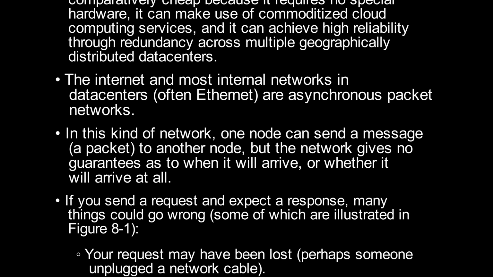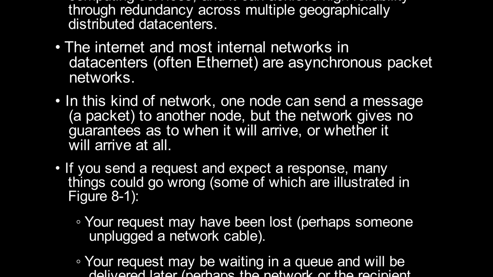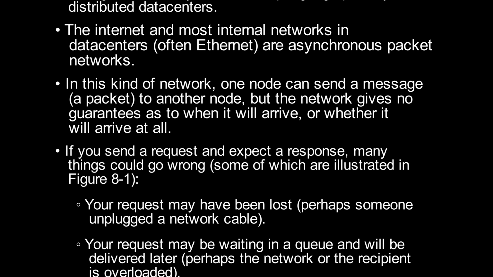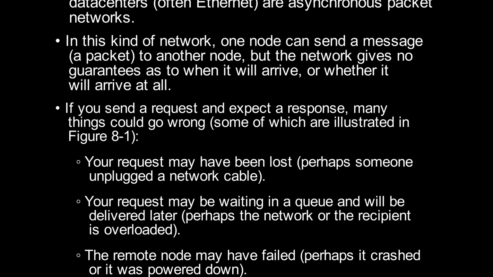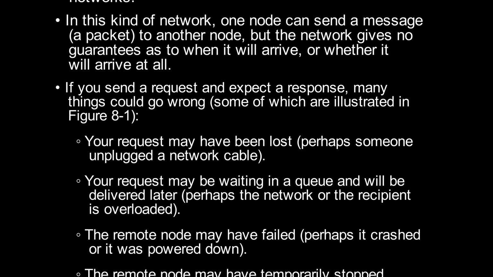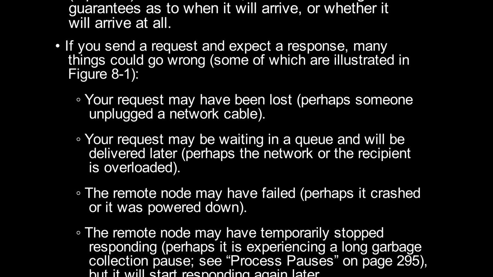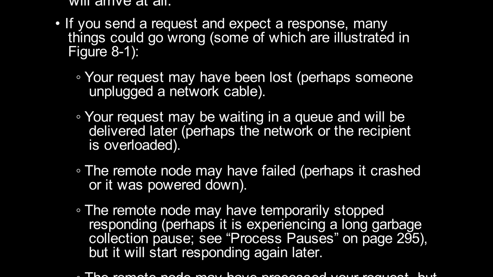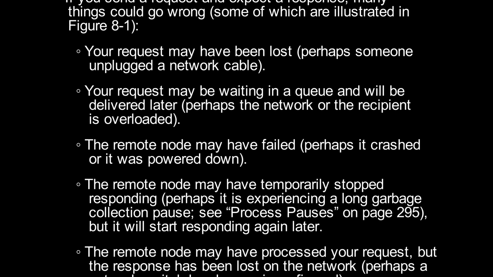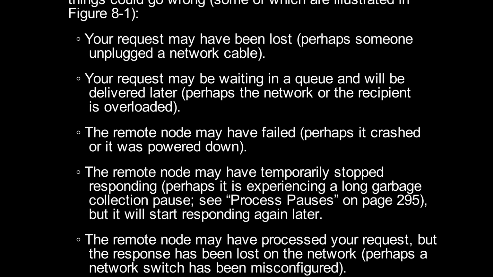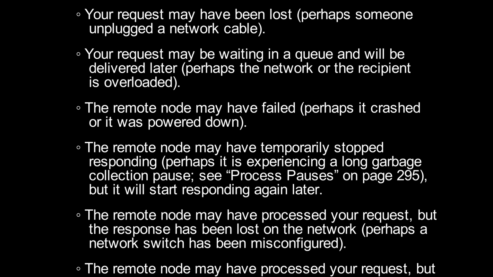If you send a request and expect a response, many things could go wrong, some of which are illustrated in Figure 8-1. Your request may have been lost. Perhaps someone unplugged a network cable. Your request may be waiting in a queue and will be delivered later. Perhaps the network or the recipient is overloaded. The remote node may have failed. Perhaps it crashed or it was powered down. The remote node may have temporarily stopped responding. Perhaps it is experiencing a long garbage collection pause. See process pauses on page 295.